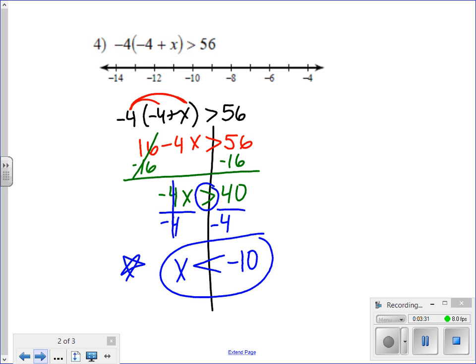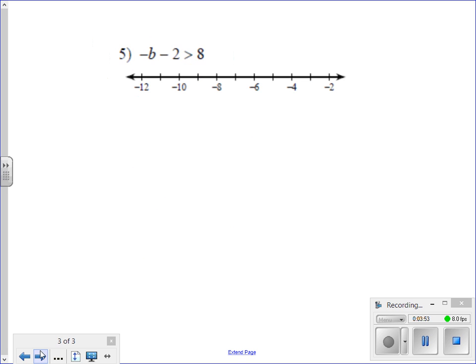Because the symbol is less than, I end up putting an open circle at negative 10. And it's less than, so I'm going to shade to the left where all the numbers are smaller than negative 10. That's the solution set. Any number under this shaded line would make the inequality true. Now the last problem I'm going to do with you is number 5.